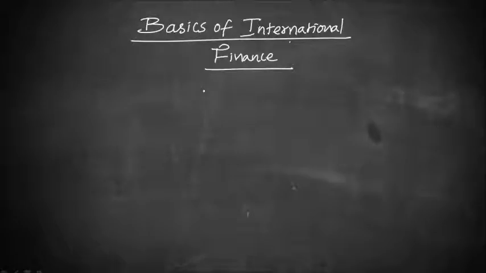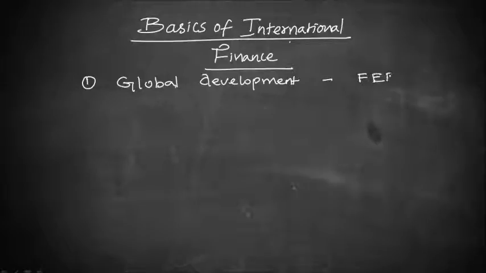Let's get started. To understand international finance, let us look back at the global developments that have taken place. If we recollect, the advent of floating exchange rate, FER, which means the price of one currency is determined based on demand and supply. The advent of floating exchange rates in the 1970s marked the beginning of big changes in the international finance arena.